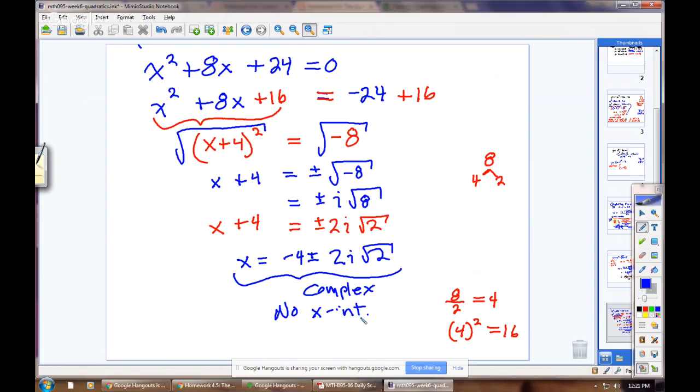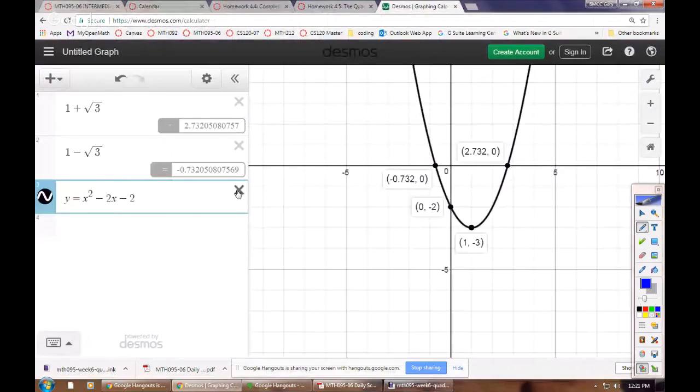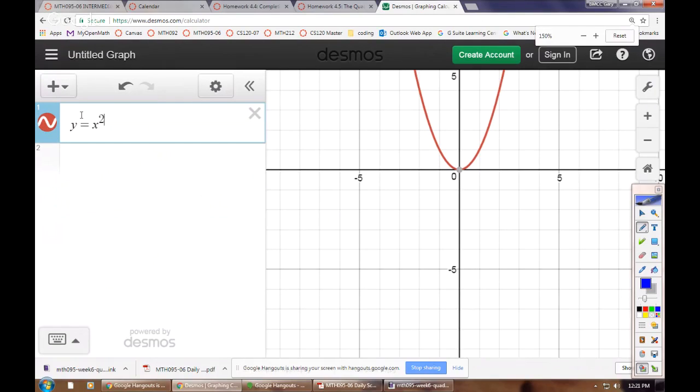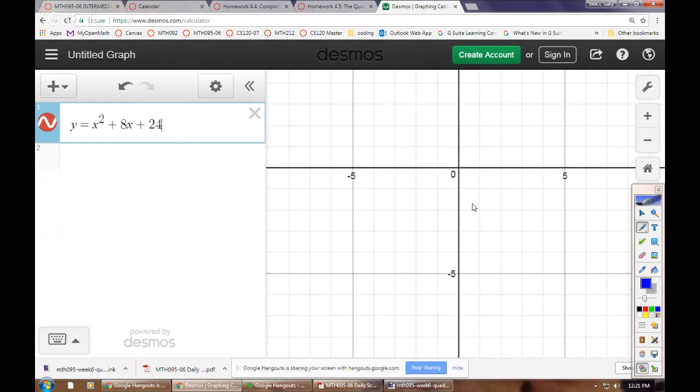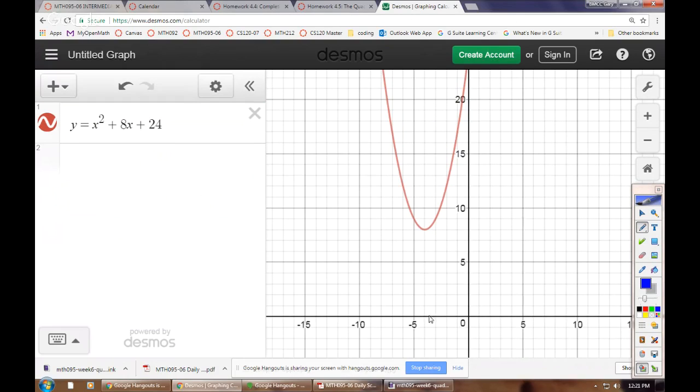So there's two ways to check this. The one way that's not the best way in the world is to look at it graphically. If I look at the graph of y equals x squared plus 8x plus 24, even on my screen, and zoom out, I can see it's completely above the axis, so it has no x-intercepts. So that fits me finding an imaginary number or a complex number.